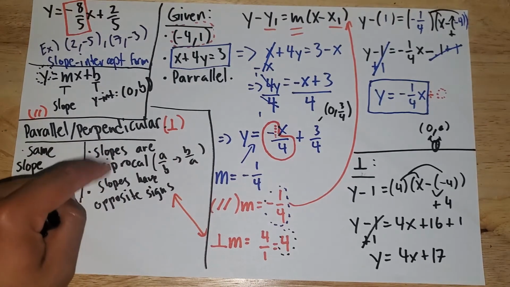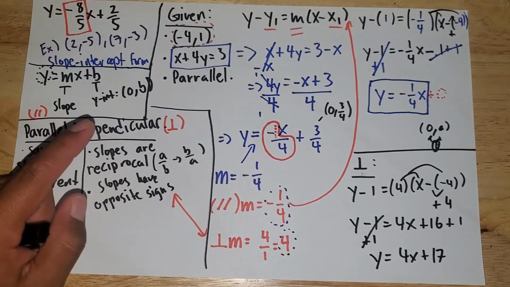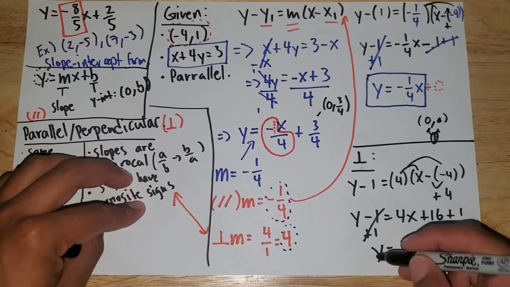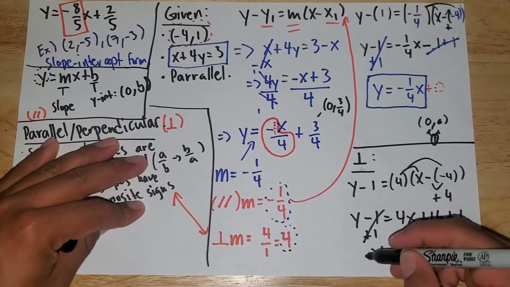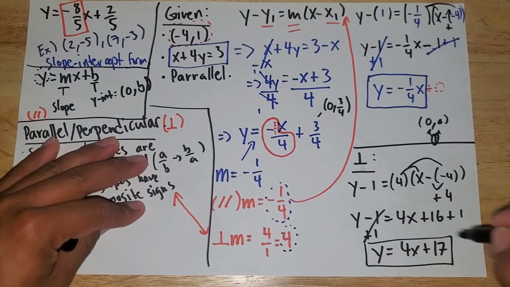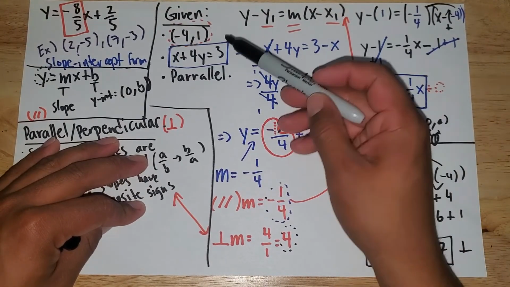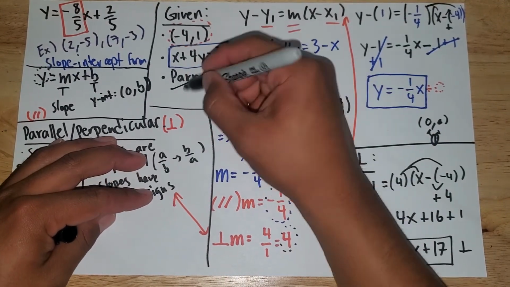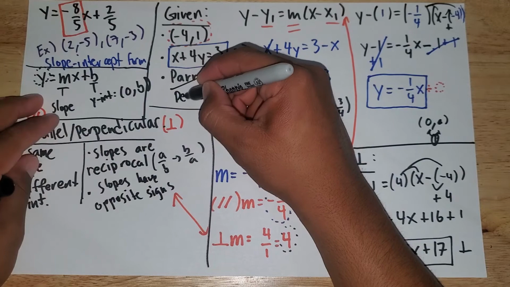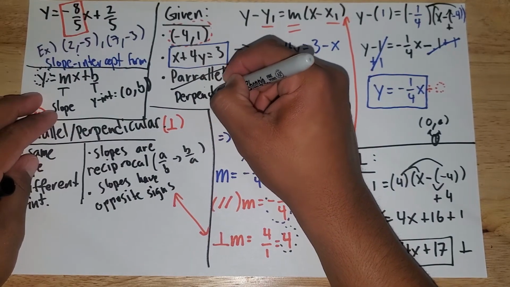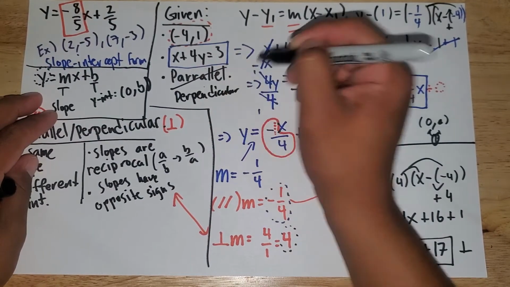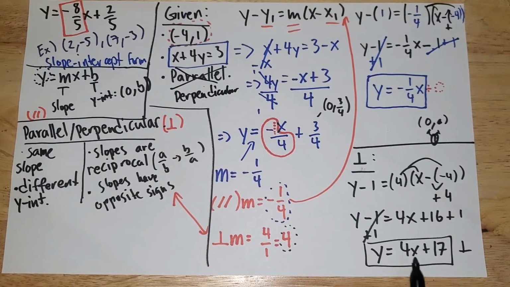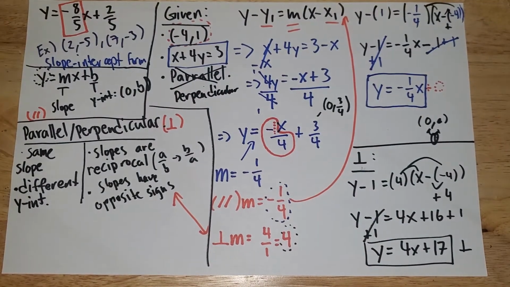Again, for perpendicular, the y-intercept has nothing to do with it. It's strictly just on the slope. But this would be our answer if, instead of asking us for the lines to be parallel, it would have asked us for the lines to be perpendicular. If it was asking us for perpendicular instead of parallel, this would be our answer right here.